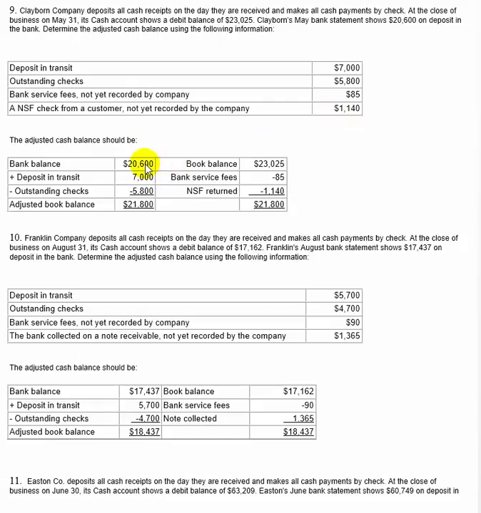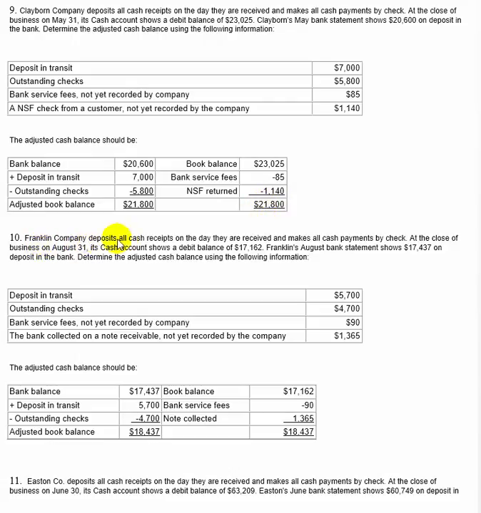And then when we take the beginning balance and add the deposits in transit and subtract out the checks, we get $21,800 on the bank side. And when we start with the book balance and subtract off the bank service fees and the NSF return check for $1,140, we also get $21,800.